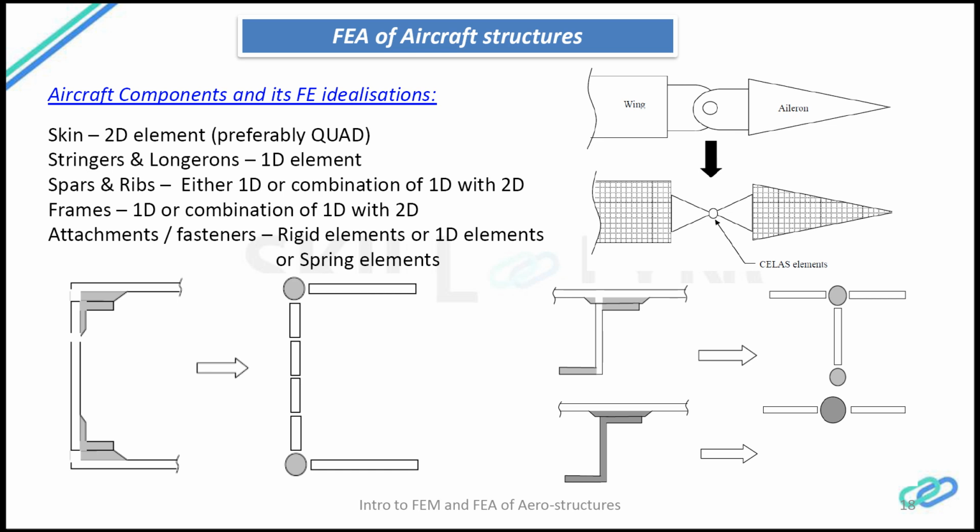The poor idealization results in a model being inaccurate, and obviously the results from the inaccurate model would also be erroneous. Similarly, we have a stiffened panel, which you can idealize as a fuselage frame, something like this, where you can see that some portion of the flange and the web cap is idealized as a 1D element and the rest are idealized as 2D elements.